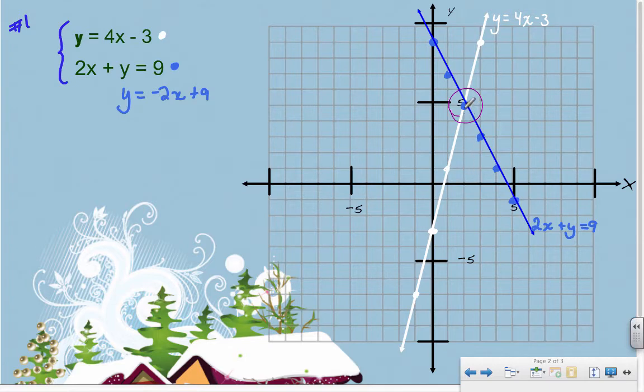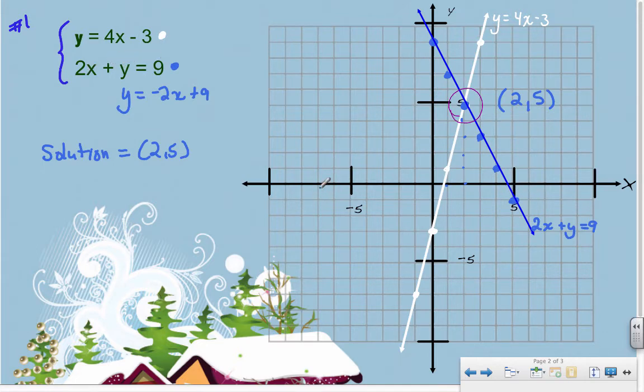My answer is the point (2, 5), where the x value is 2 (1, 2), and the y value is 1, 2, 3, 4, 5. That is the solution to these two problems. They want me to find out where they cross. And obviously if I put 2 in here, 4 times 2 is 8, 8 minus 3 is 5. Beautiful. This one says double the x value, 4, add on the y value, 5, 4 plus 5 equals 9.